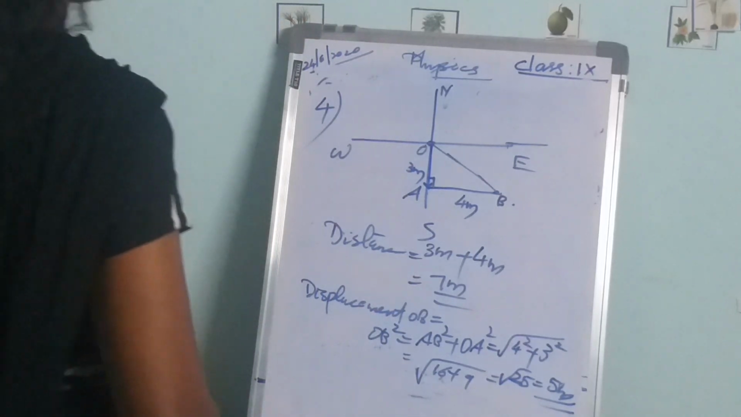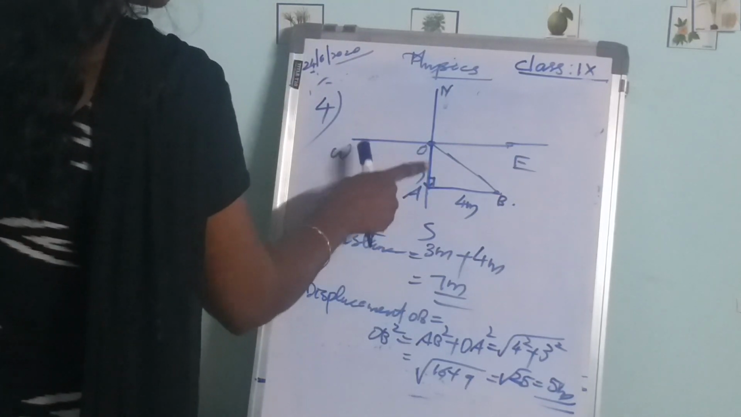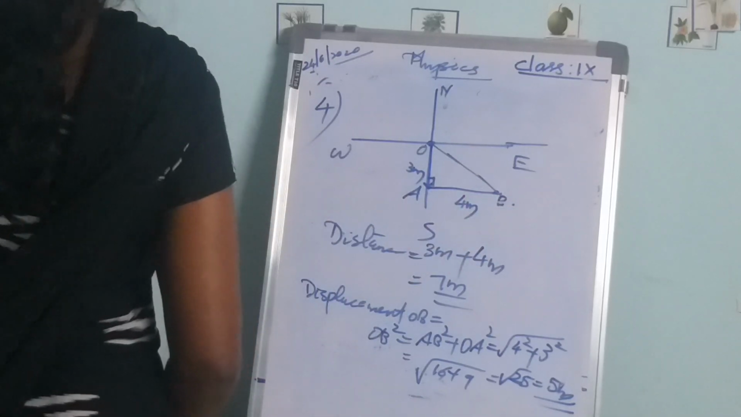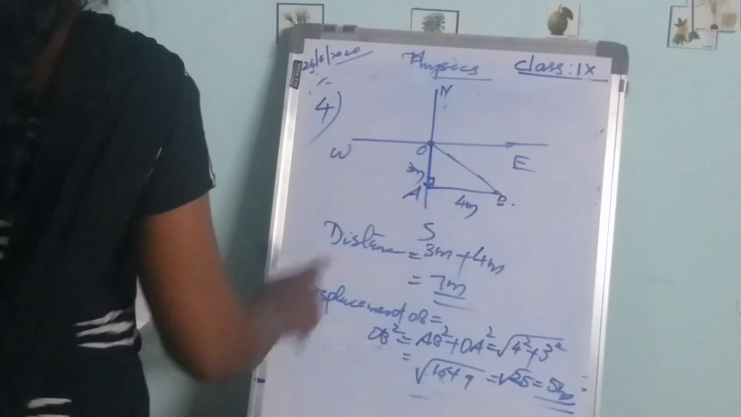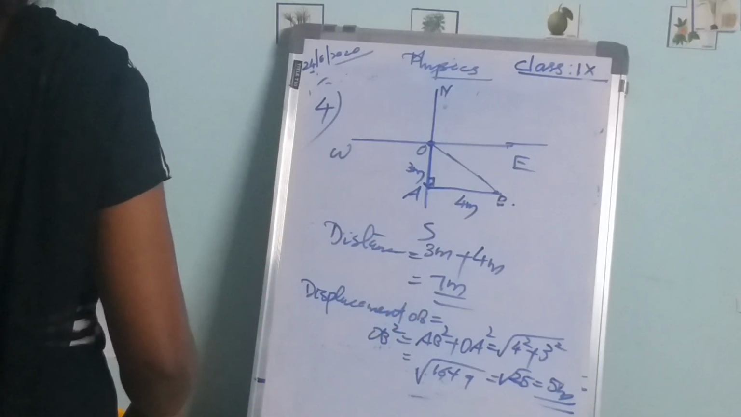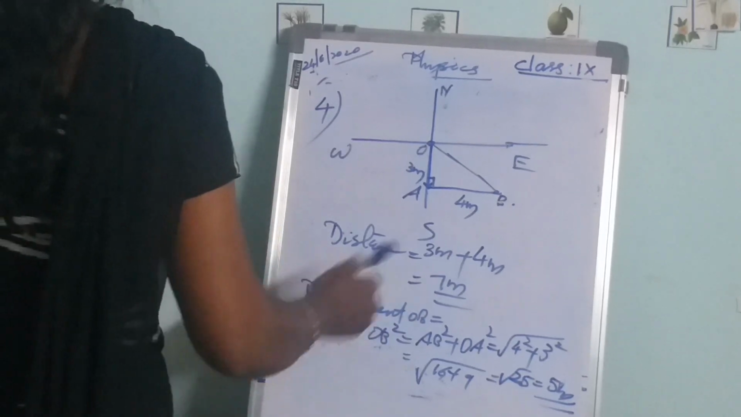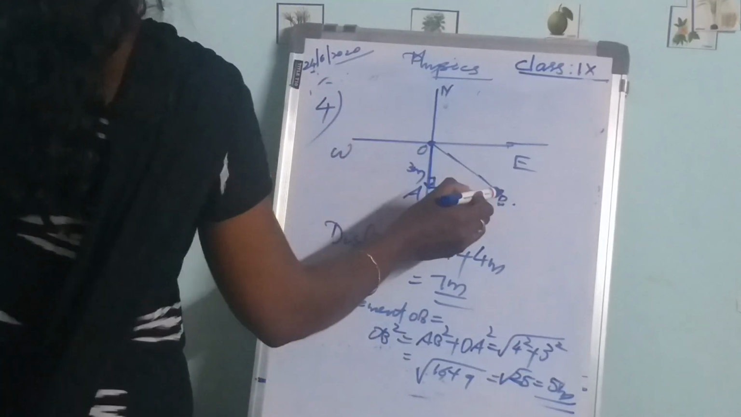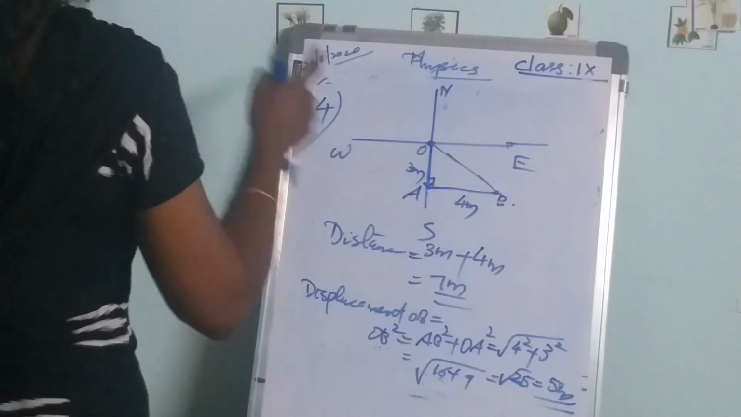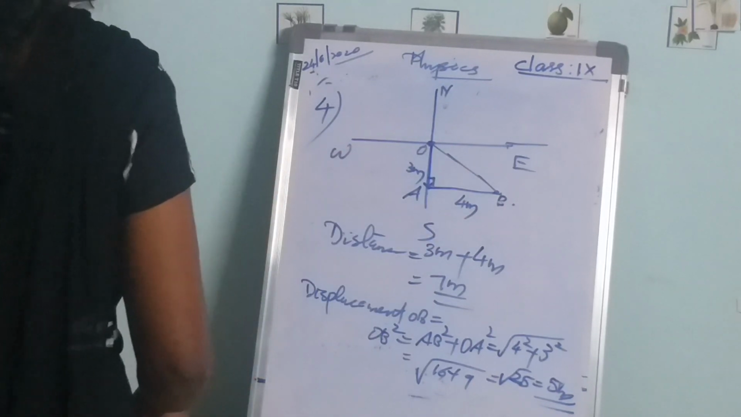Here a boy moves a distance of 3 meters towards south, and then he turns and moves a distance of 4 meters towards east. Then what is the total distance? 3 meters plus 4 meters, it is equal to 7 meters. Then next we have to find the displacement. Here the initial position is O and final position is B. Then OB represents the shortest distance between the initial and final position. So OB is the displacement.